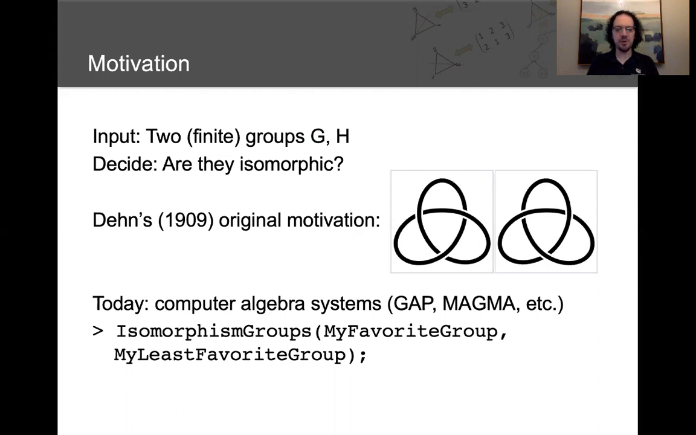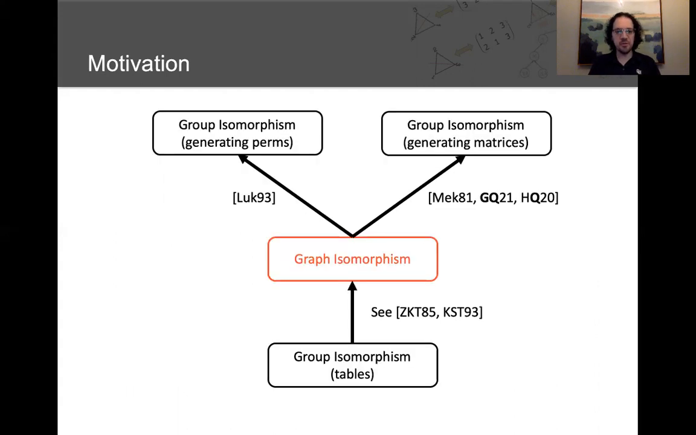Today, of course, we have computer algebra systems like GAP and Magma, where if you come across a group in your research, you can try and find out if it's isomorphic to some group that perhaps you are more familiar with. It's also of theoretical interest for its relationship to graph isomorphism. And here we have to talk about how the groups are given to you. When the group is given to you by the full multiplication table, this isomorphism problem reduces to graph isomorphism.